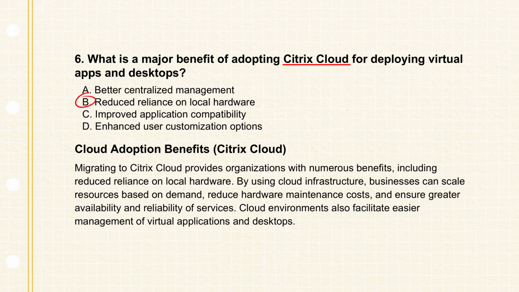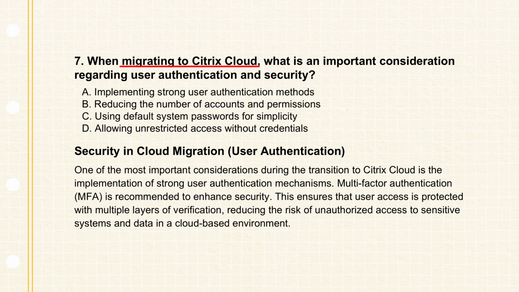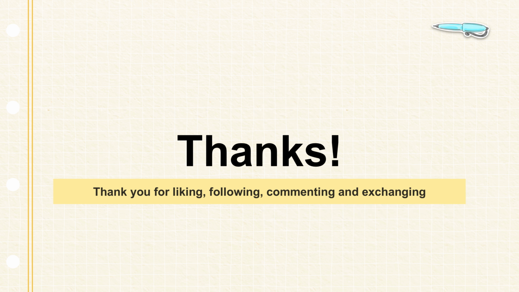Right. And speaking of being safe, we can't forget about security. Absolutely. Security is always a top concern, especially when you're moving to the cloud. And what are some of the key security considerations for Citrix Cloud? Well, one of the most important things is to implement strong user authentication methods. Like multi-factor authentication. Exactly. MFA is essential for protecting your data and applications in the cloud. Right, because even if someone manages to steal a user's password, they still won't be able to access their account without that second factor. Exactly. So it adds an extra layer of security. Absolutely. And that's what it's all about.